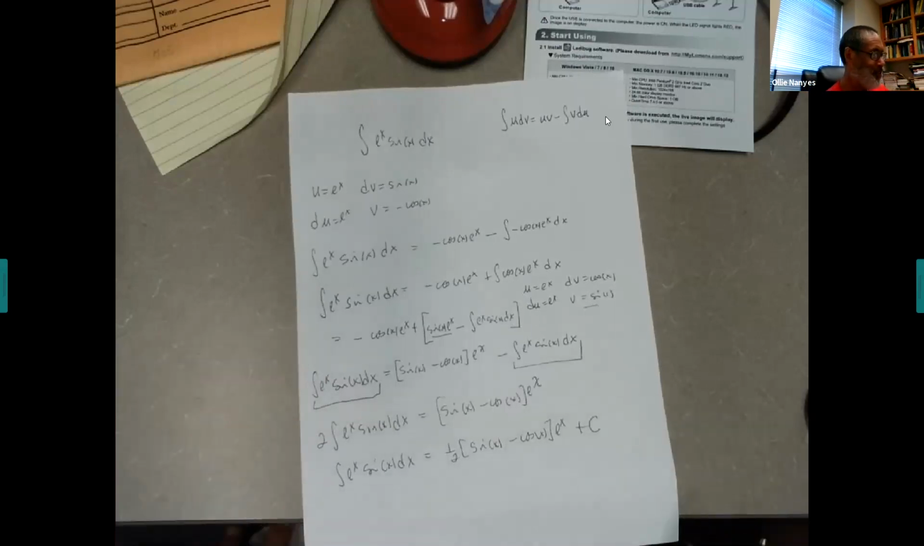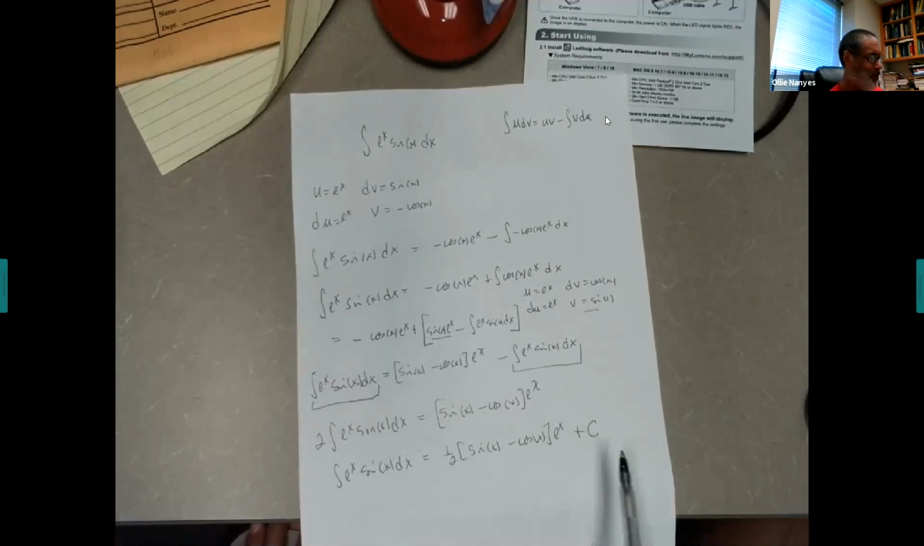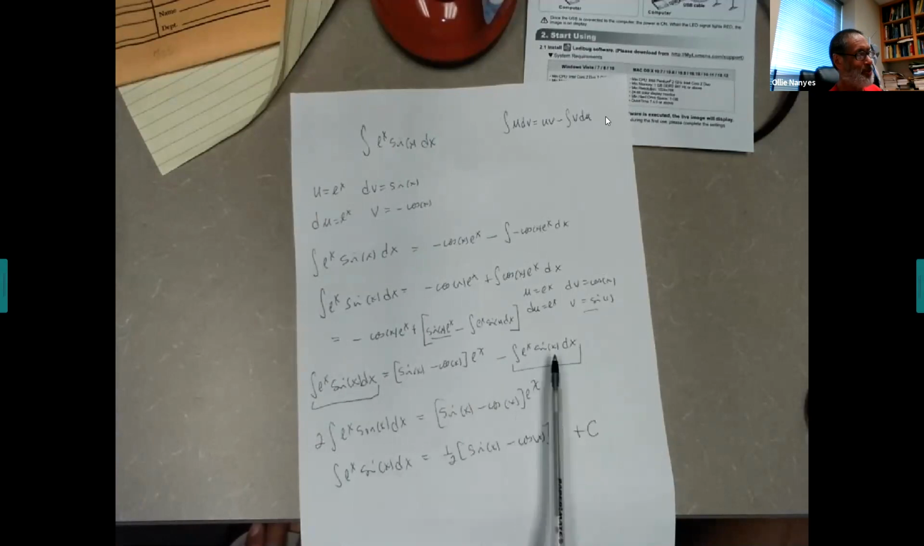Now, the fuzzy student might wonder, hey, how did this constant just appear out of nowhere? Well, remember the constant's implicit in this antiderivative and this antiderivative. So if I were being precise, the C is built in here. I'm just ignoring it until the very end, which is safe to do with these additive constants.